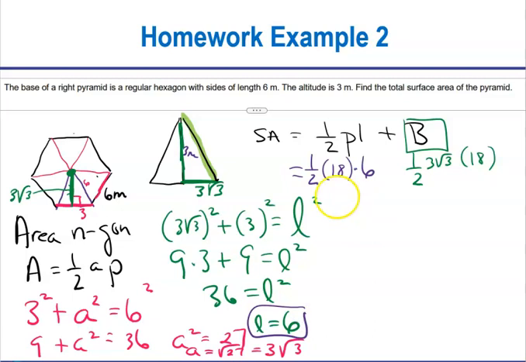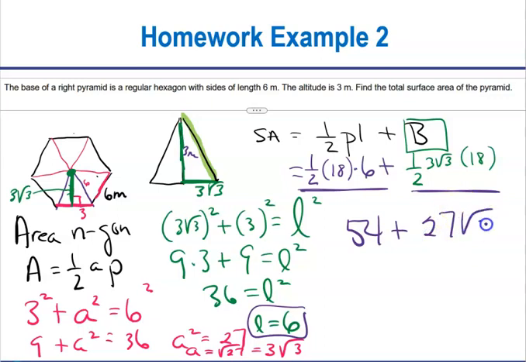Okay, so here we go. I'm calculating this guy, and I'm adding it to this guy. So half of 18 is 9. 9 times 6 is 54. So this is 54 plus, over here, half of 18 is 9 times 3 is 27 square root of 3. That should be my final answer.